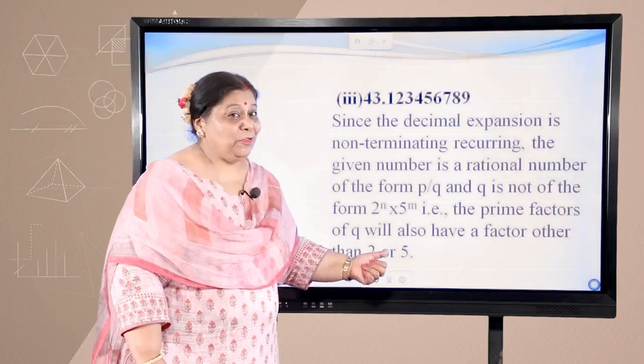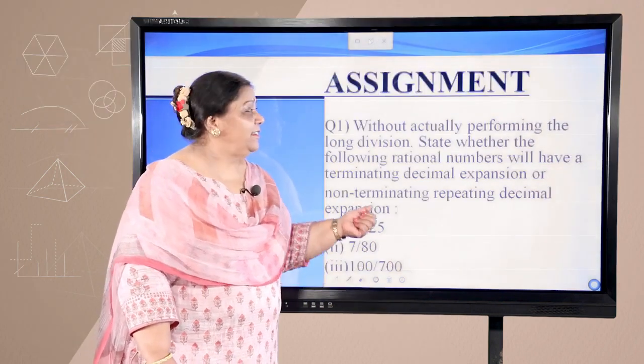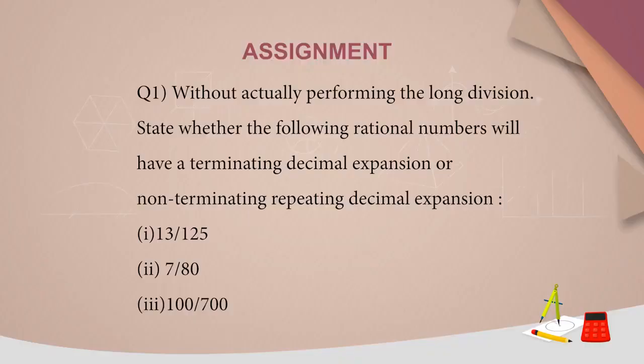Now, it is time to take the assignment. We have question number 1. Without performing the long division, state whether the following rational numbers will have a terminating decimal expansion or non-terminating repeating decimal expansion. Part 1, 13 divided by 125. Second, 7 upon 80. Third, 100 divided by 700.